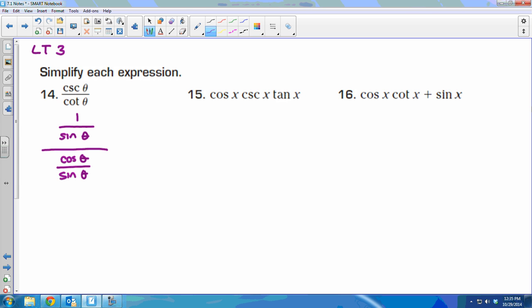So I'm dividing fractions. Dividing fractions is really multiplying by the reciprocal. So I have 1 over sine theta times sine theta over cosine theta. Now I have a sine in the numerator and a sine in the denominator, and I can cancel those out. And so I'm left with 1 over cosine theta, and that would be nice if I didn't have a fraction. So 1 over cosine theta is the same thing as secant theta.